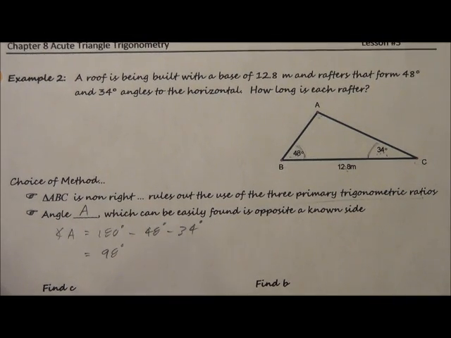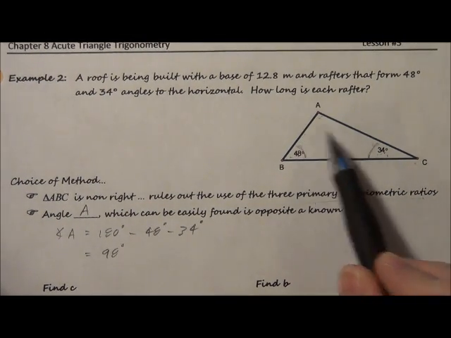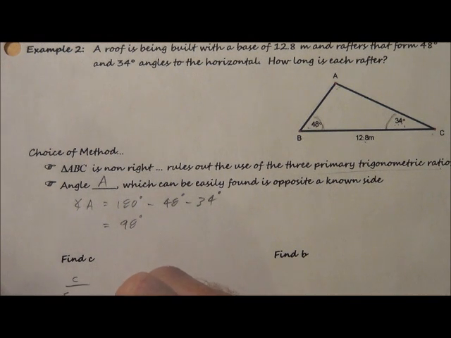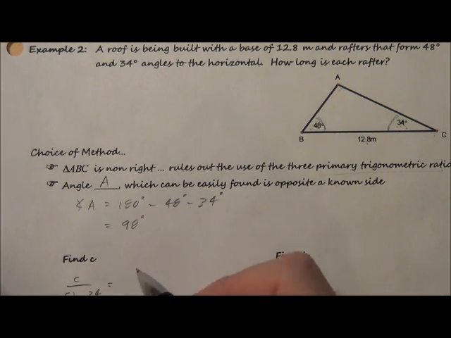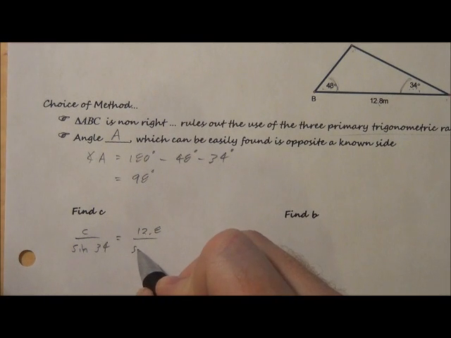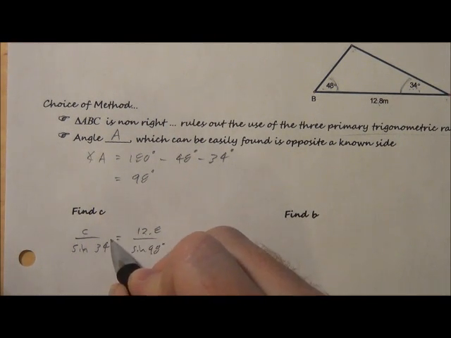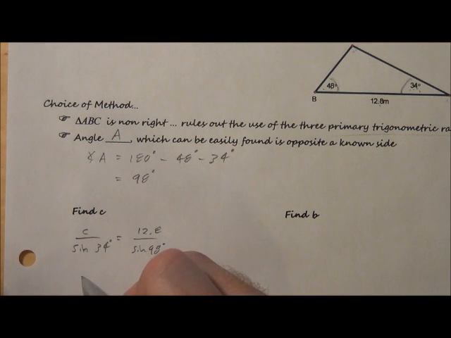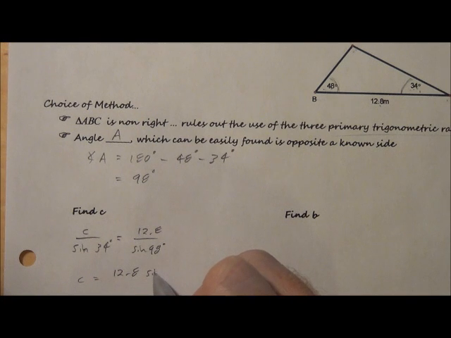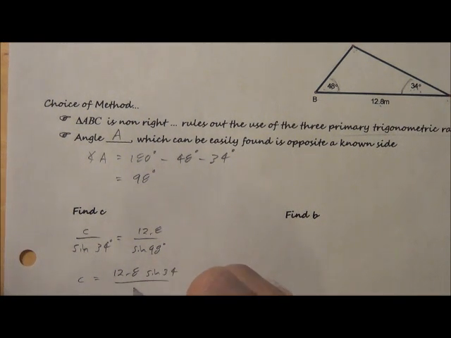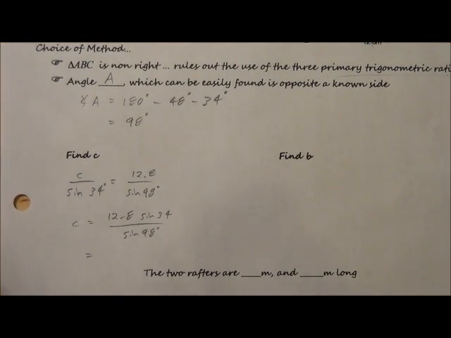Okay, so to find side C, we're going to put C over sine of C, which is 34 degrees, and then we'll have side A, which is 12.8, and put that over the sine of 98 degrees. Cross multiply, so we get side C equals 12.8 sine of 34 over sine of 98, and then we calculate that.